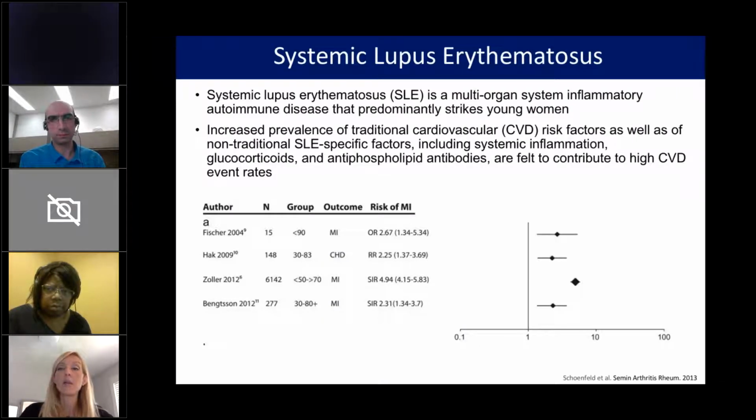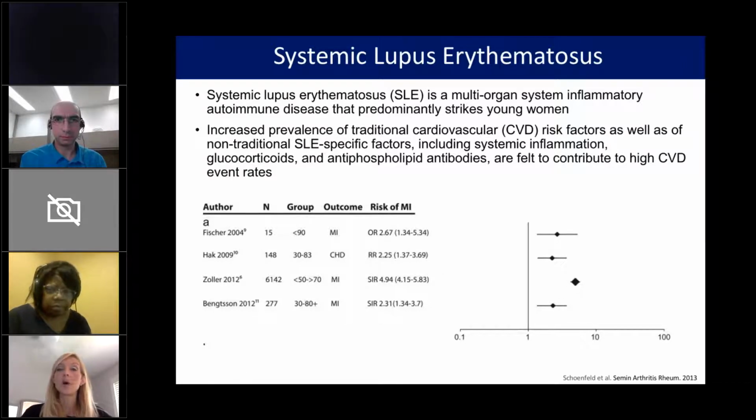In another disease model I've been working on this year, we asked the same question in lupus. Systemic lupus erythematosus is a multi-organ systemic inflammatory disease that predominantly affects young women. There is an increased prevalence of CVD risk factors as well as non-traditional SLE-specific risk factors such as inflammation, glucocorticoids, and antiphospholipid antibodies. The bottom panel is showing a review that demonstrated that across many studies, patients with lupus at all ages had an increased risk of MI or cardiovascular disease.